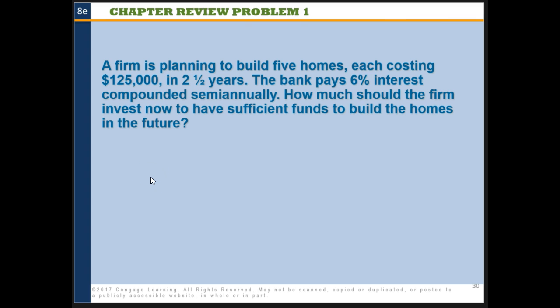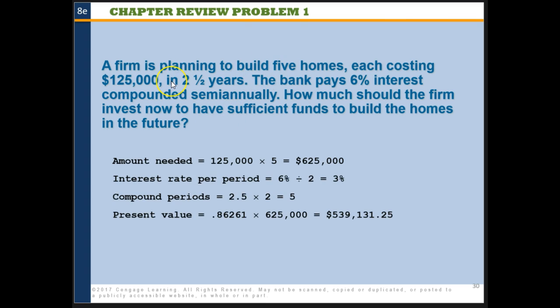So, practice chapter review problem number 1. A firm is planning to build 5 homes, each costing $125,000 in 2.5 years. The bank pays 6% interest compounded semi-annually. Semi-annually means twice a year. How much should the firm invest now to have sufficient funds to build the homes in the future?